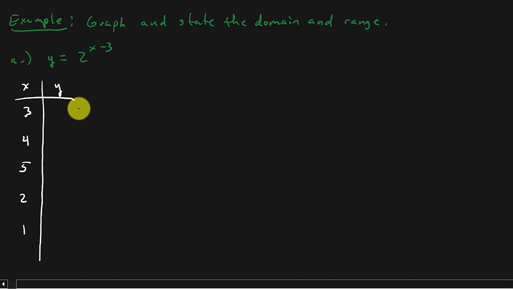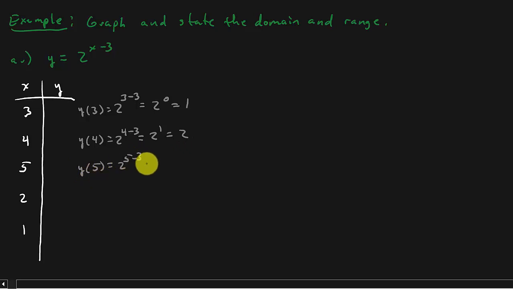Let's go ahead and evaluate and see. So that's y of 3 is equal to 2 to the 3 minus 3, which is 2 to the 0, which equals 1. y of 4 is 2 to the 4 minus 3, which equals 2 to the first, which is 2. y of 5 is 2 to the 5 minus 3, which equals 2 squared, which is 4.